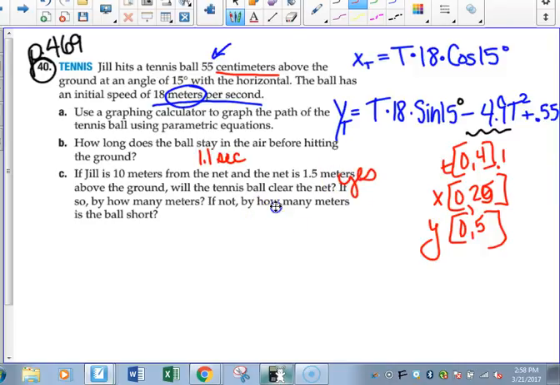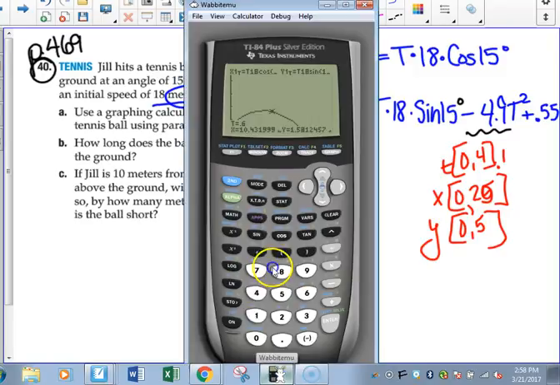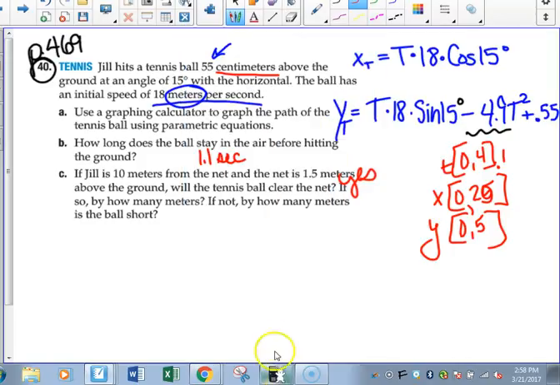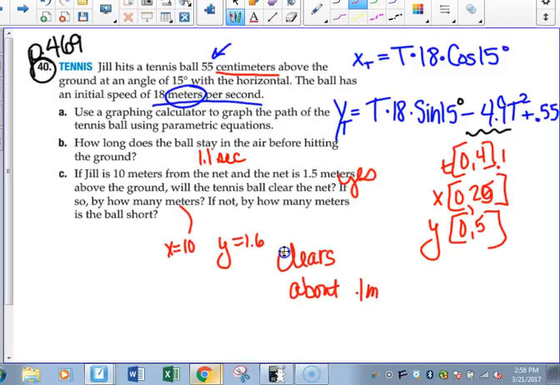If so, by how many meters? Okay, well, now they're really just getting picky. What did you get it to do? If you did 0.55, was it better? 0.58. I'm just trying to get as close to 10 as I can. So it looks to me like 0.1 of a meter, like 10 centimeters it clears by. When X is 10, Y is 1.6, so it clears by about 0.1 meter or 10 centimeters.